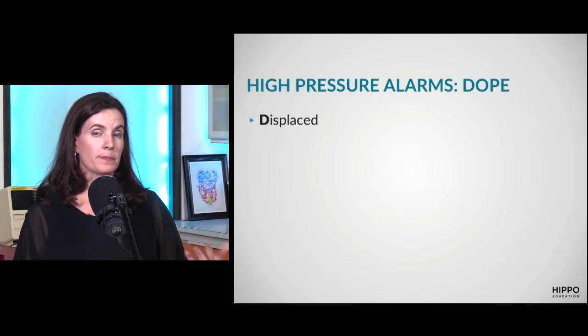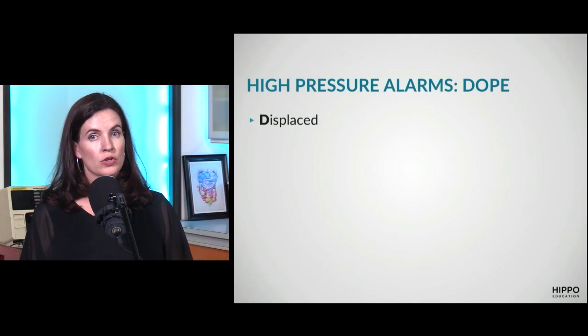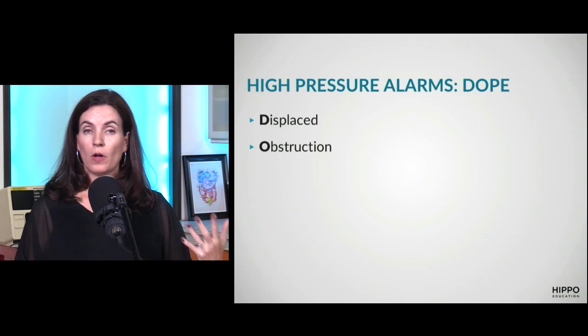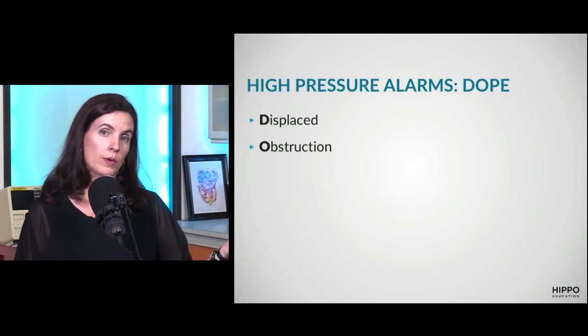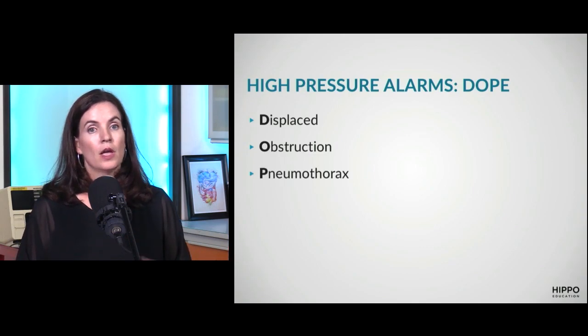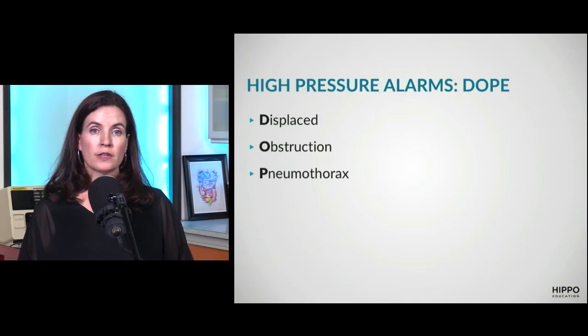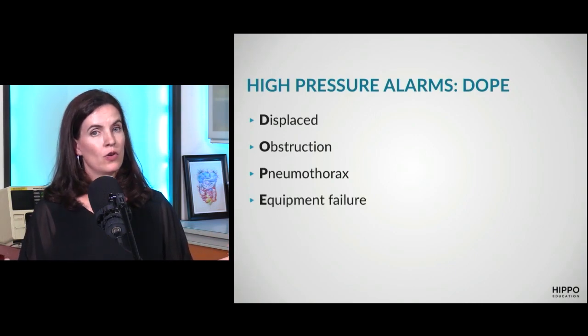D stands for displaced. Has your endotracheal tube been dislodged? Is it in the right main stem? Check to make sure that it's at the appropriate depth. O is for obstructed. Is your tube blocked by secretions or a mucus plug, or is it kinked in some way? The easiest way to check for this is to just fire a suction catheter down there and make sure it passes smoothly all the way to the bottom and then back up. P is for pneumothorax. This is an opportunity to pull out your ultrasound or your chest x-ray, your stethoscope, to check for pneumothorax. And E is equipment failure, which is the vent itself not working.